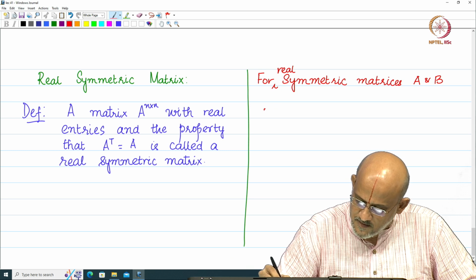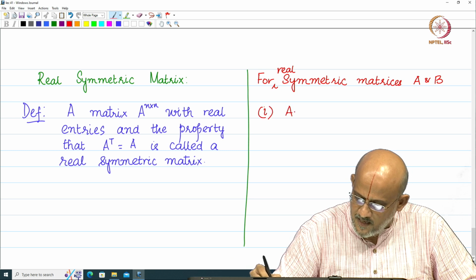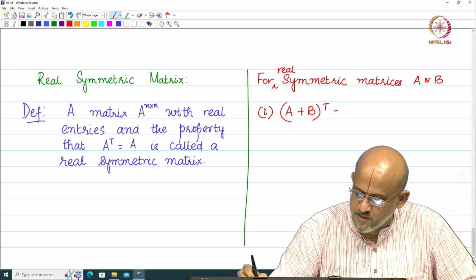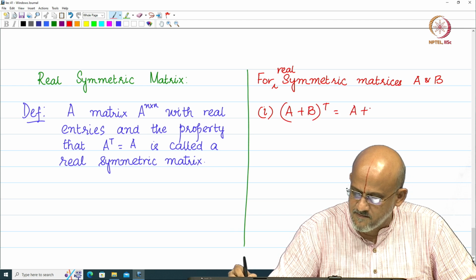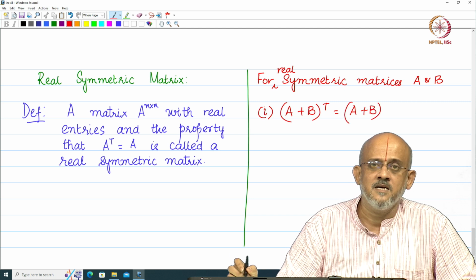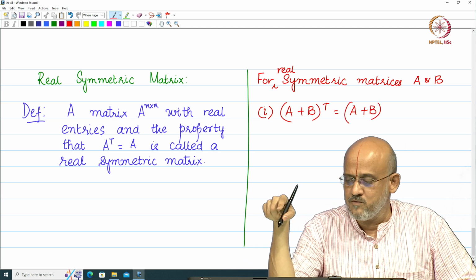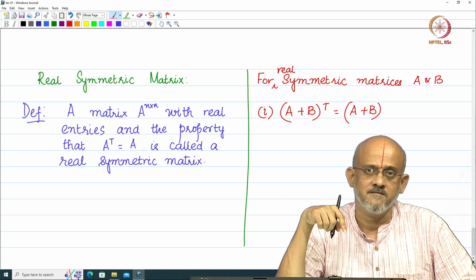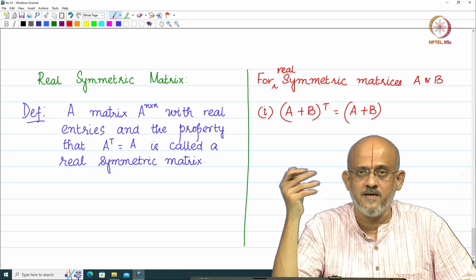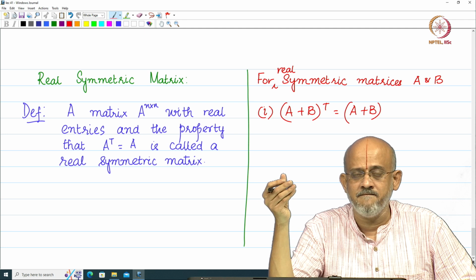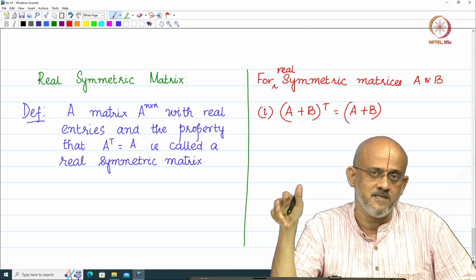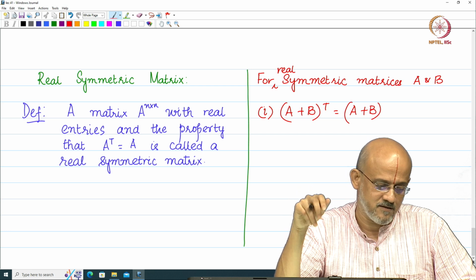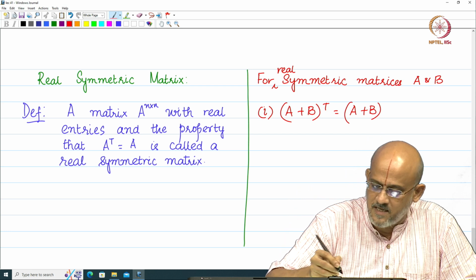We want to look at A plus B, the whole transpose, is equal to A plus B. That means the sum of two real symmetric matrices is also a symmetric matrix. If you take two real symmetric matrices and add them, the sum that you get, which is again a matrix, is yet another symmetric matrix. So how do we prove that? We will just take up a simple proof.